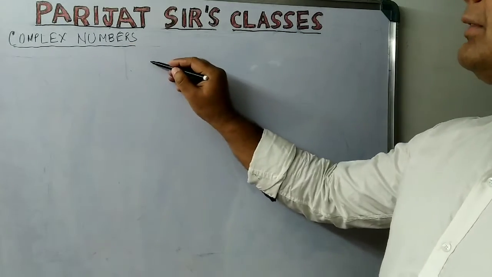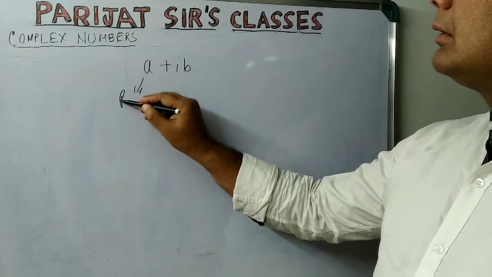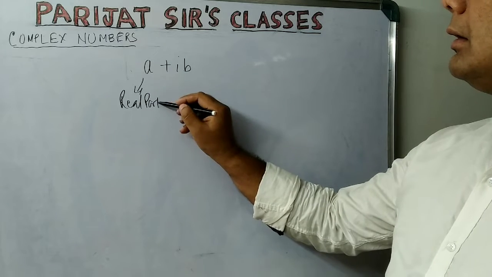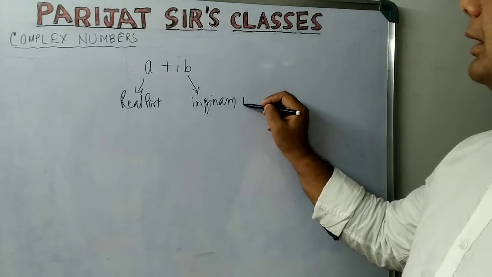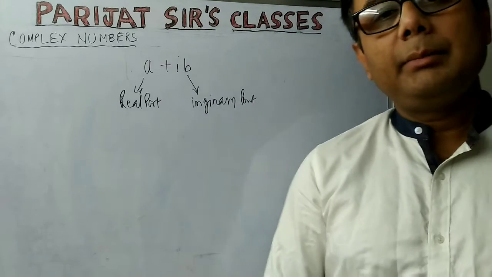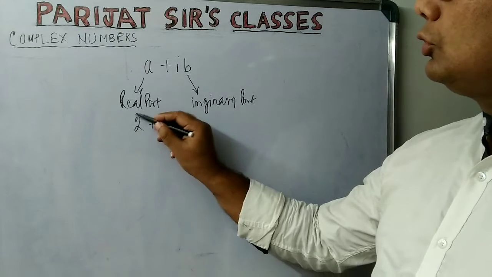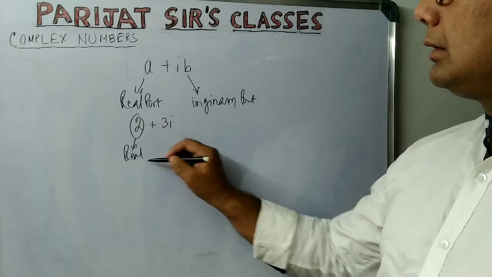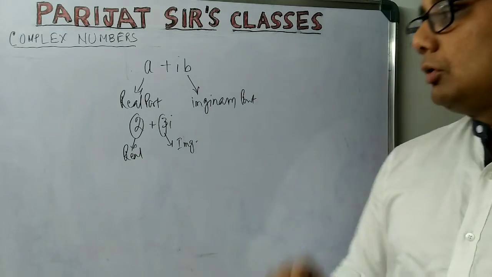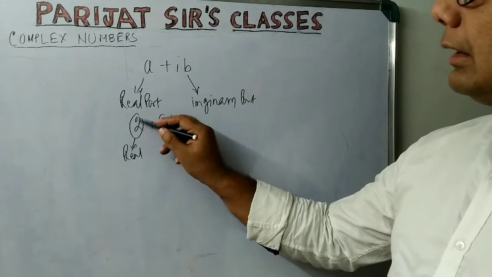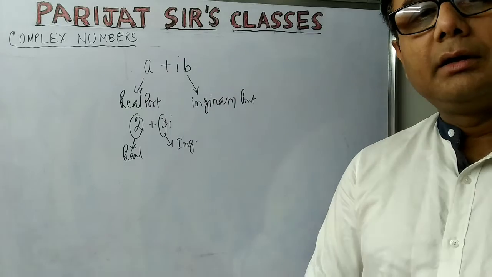Basically, a complex number has two parts. One is the real part, and the other is the imaginary part. For example, if I write 2 plus 3i, then 2 is the real part and 3 is the imaginary part. The number without i is the real part, and the number with i is the imaginary part.